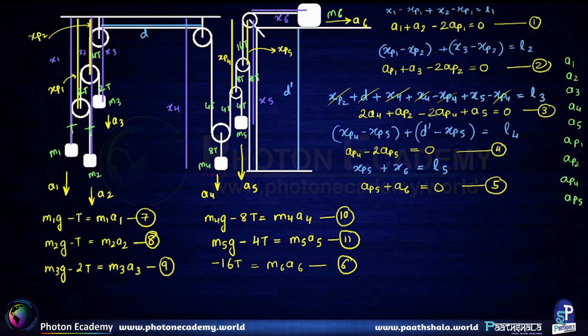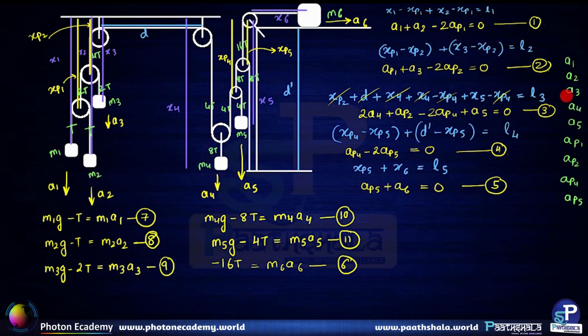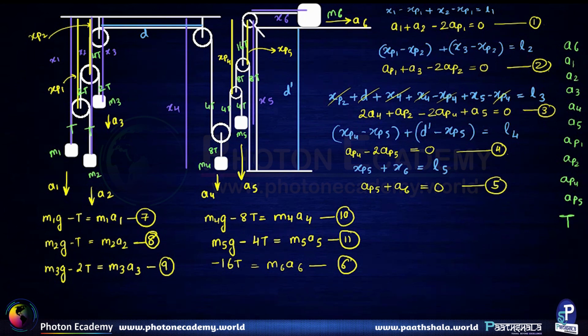Let's look at the unknowns. So the 5 accelerations of the masses 1, 2, 3, 4, 5 are the 5 unknowns, and then of course for the 6th mass, A6 is also an unknown. So basically you have got here a set of 10 unknowns, A1 to A6 and AP1, AP2, AP4 and AP5, and then we have got tension T as the last unknown. So you have got 11 equations, 11 unknowns basically. Solving these 11 equations, you can get the value of all the unknowns and solve this particular system. So this was a pretty interesting problem to deal with.